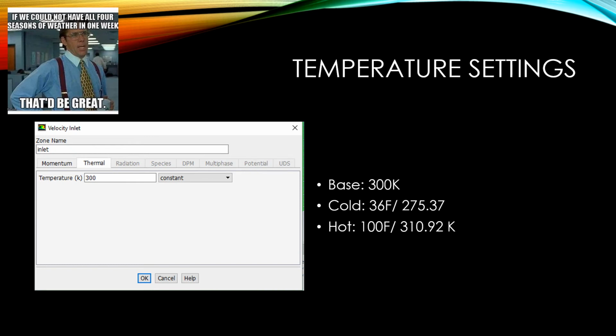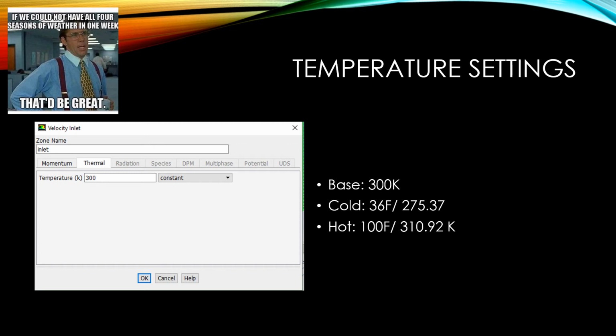As I mentioned before, we're going to be changing the temperatures on our calculations. So first we set up a base temperature of 300 degrees Kelvin. This is what we use when we're analyzing the effects of the flow at different velocities. Then we have a cold temperature of 36 degrees Fahrenheit to kind of represent our Michigan air temperature.